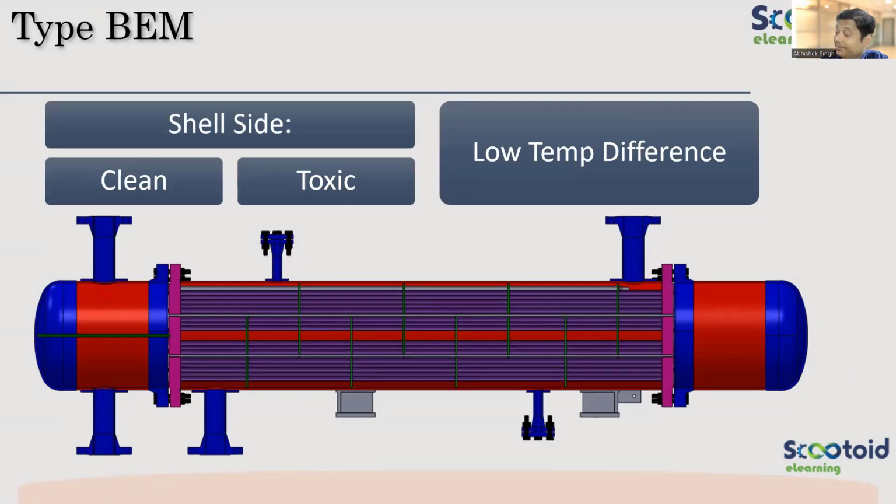But if one side the temperature is very high and the second side there is low temperature, then the problem of differential thermal expansion will happen. And then you have to provide a bellow, which is not good when you're using a toxic fluid, because bellows are again prone to leakage. They fail very frequently. So BEM type, you will use when you have clean fluid on the shell side, or toxic on the shell side, and low temperature difference.